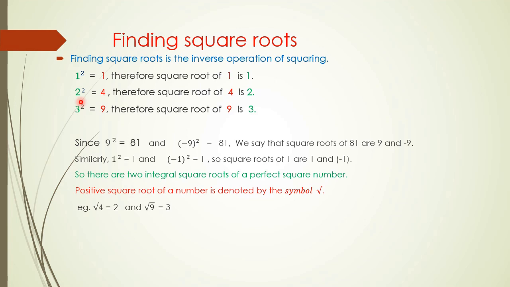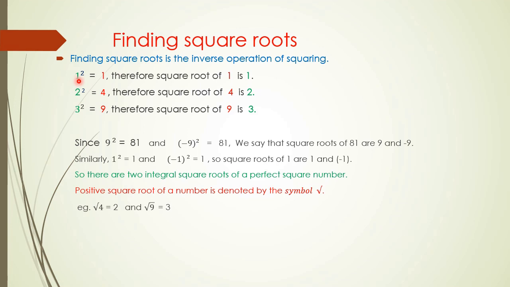And the second statement: 2 square is equal to 4. Here the base 2 is the root, the exponent or power is 2, and this 4 is the square. Here 2 is called the square root and 4 is the square of 2. The square root of 4 is 2. 3 square is equal to 9. So we can say the square root of 9 is 3. So from left to right we get the square, and from right to left we get the square root.